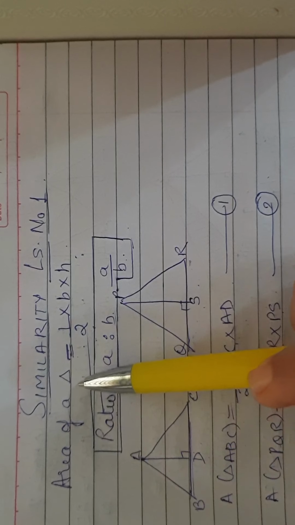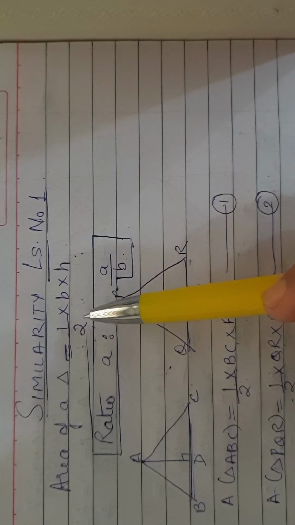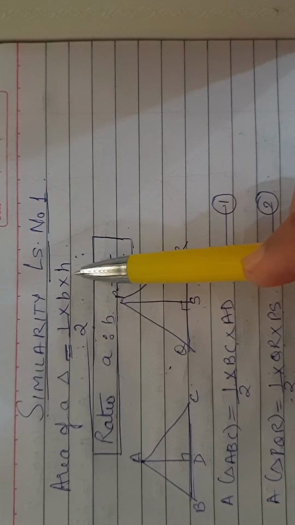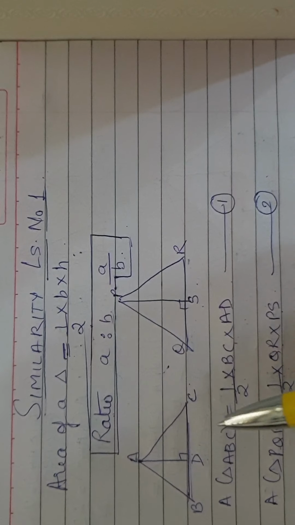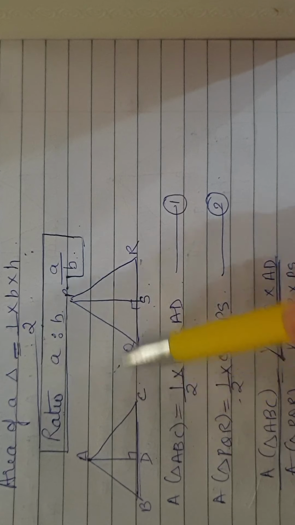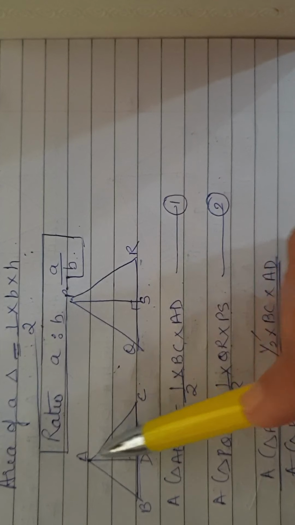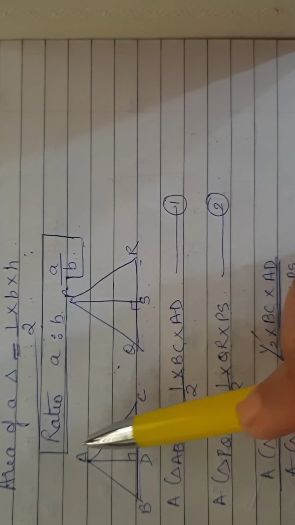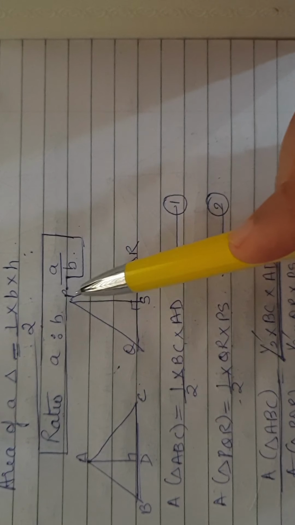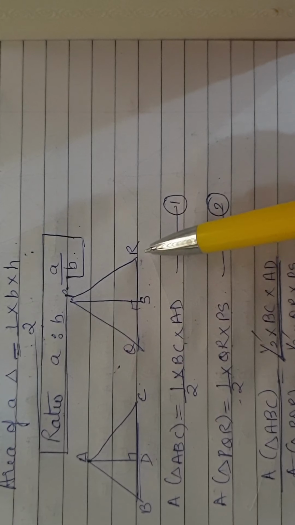Now, again, area of the triangle, we know the formula, it is half base into height. Where the base of the triangle and the height is the perpendicular which has been drawn to it. So if I consider now two figures in front of me, I have triangle ABC and triangle PQR. In triangle ABC, you can see AD is perpendicular drawn to BC. So AD is called the height, BC is the base. For triangle PQR, PS is perpendicular to QR. So PS is the height and QR is the base.